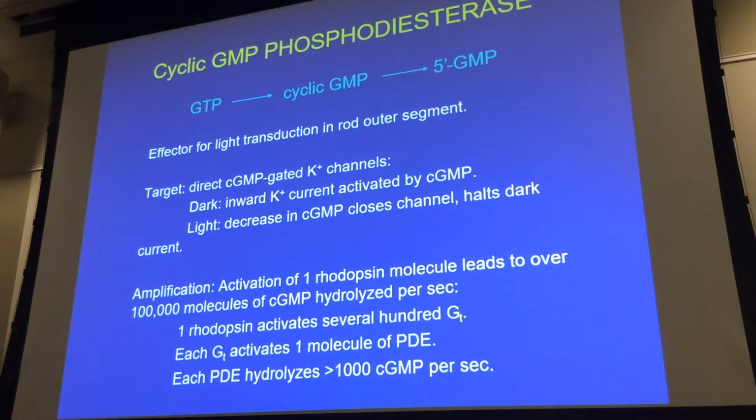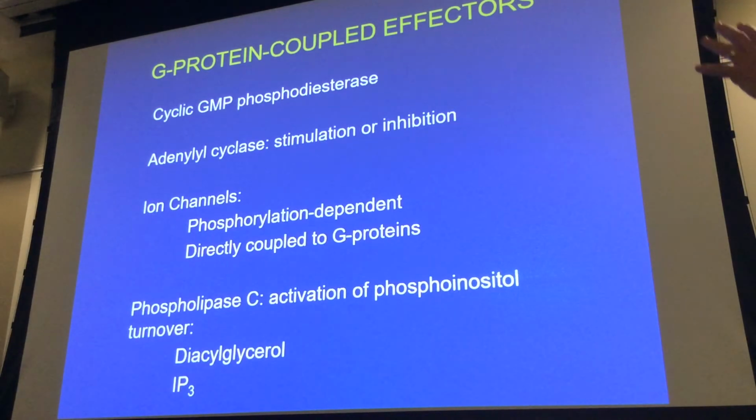Let's talk about the easiest one first, the cyclic GMP phosphodiesterase, which is the effector for light transduction in the rod outer segment. So this is the signal transduction mechanism that's connected with rhodopsin in the rod outer segment. Once again, the agonist being light. Cyclic GMP phosphodiesterase is an enzyme. And once again, all of these are effectors that are either activated or inhibited by activated G proteins.